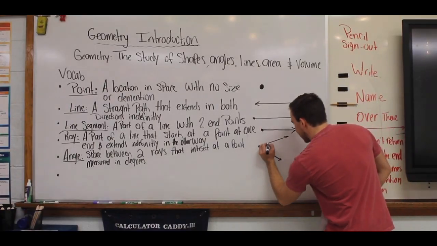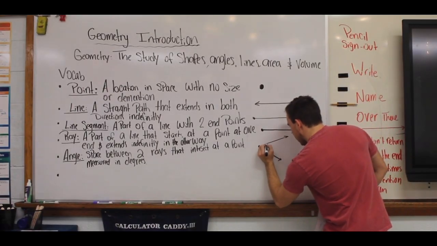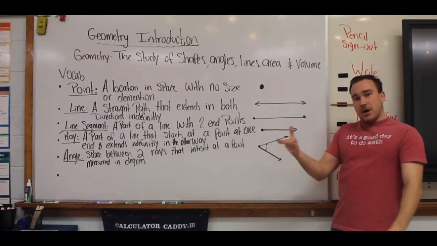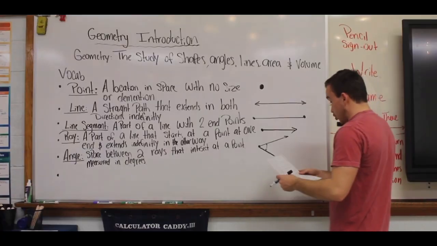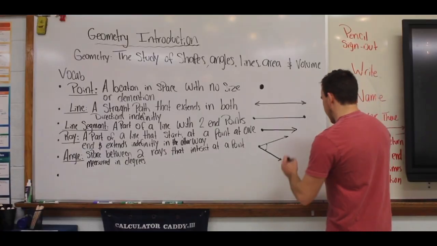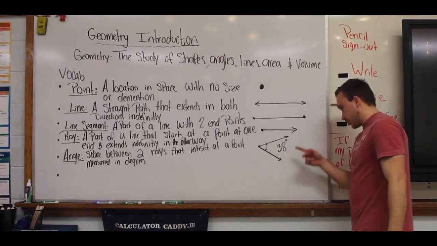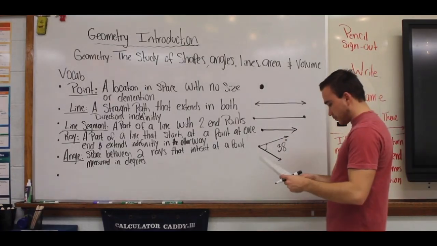And we measure basically the distance between the two rays, all right? We just basically, how far away are those two lines, or two rays, excuse me. And it's measured in degrees. So what we would say like 38 degrees. And we have a little circle up there. That's how we show degrees.